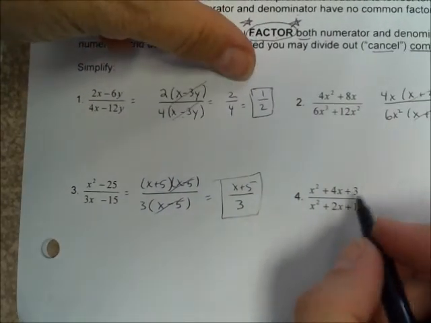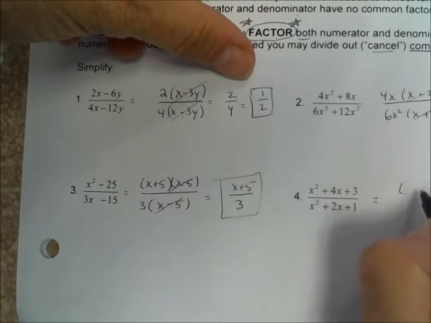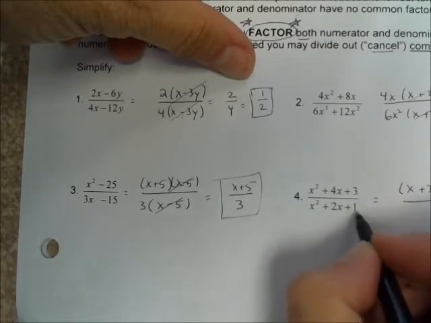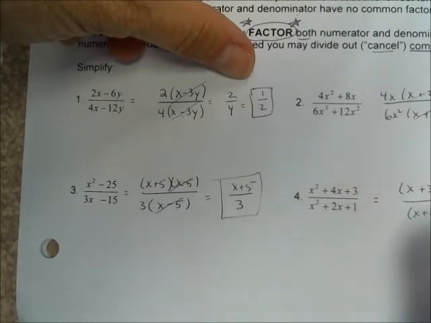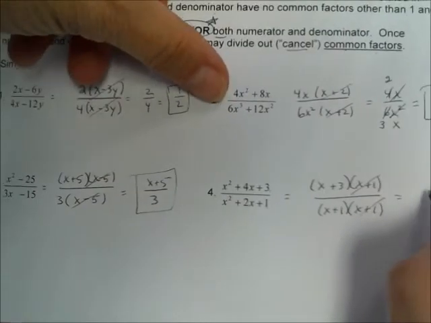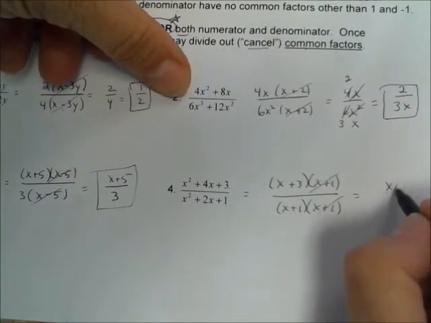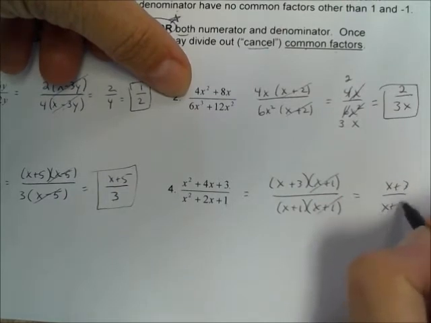And in this last example, you can factor the top. The factors of 3 that add up to 4 are 3 and 1. And in the bottom, the factors of 1 that add up to 2 are 1 and 1. So now you have an x plus 1, top and bottom, and what you're left with is x plus 3 on the top and x plus 1 on the bottom.